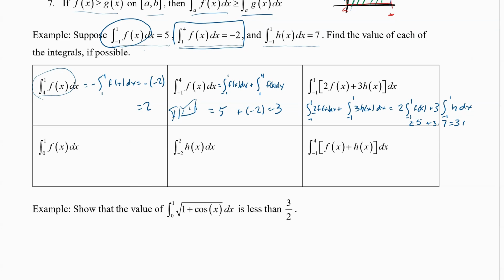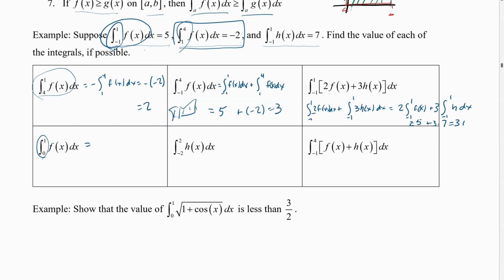All right. Now, let's go to this next one. What about the integral from 0 to 1? Well, I have a -1 to 1. That's not 0 to 1, or 1 to 0 for that matter. I got 1 to 4. That doesn't seem to be helpful.